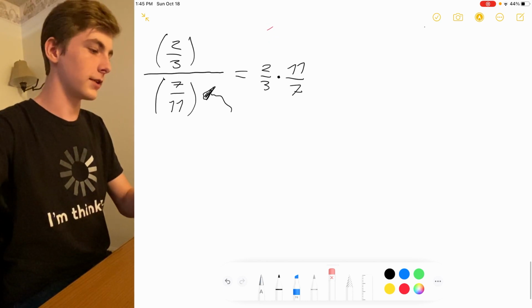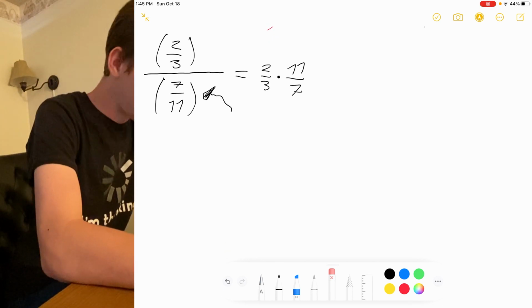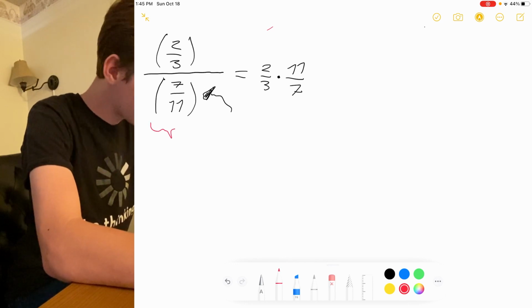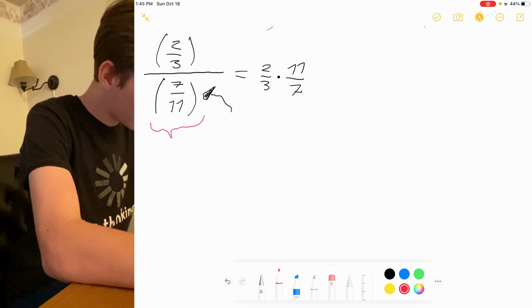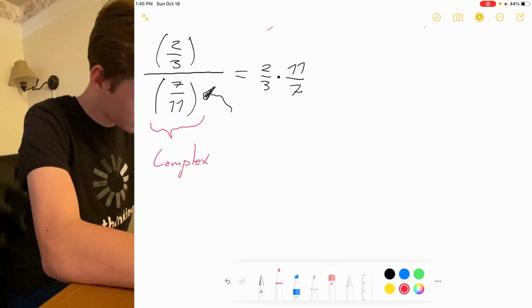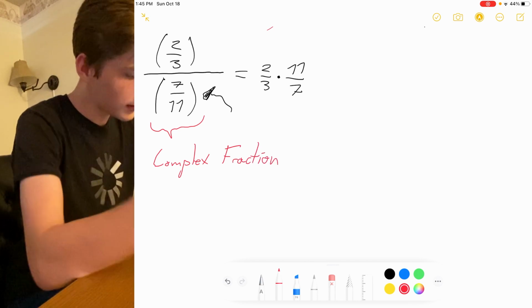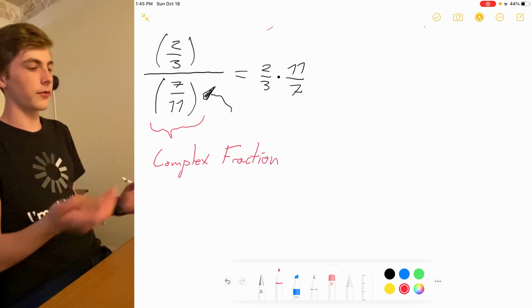Okay. I forgot to tell you, when we have this kind of situation where we have a fraction on top of a fraction, we call that a complex fraction. Again, we just name everything in math. We give everything a special name.